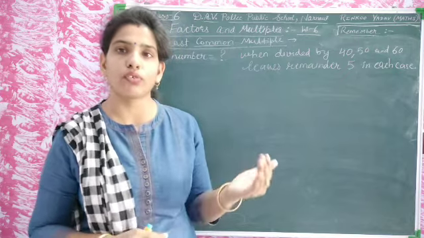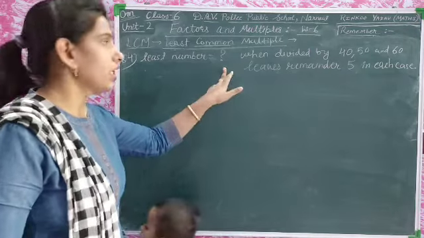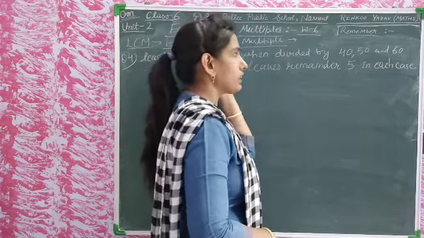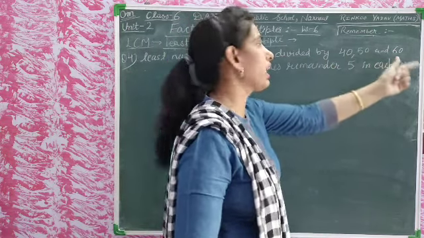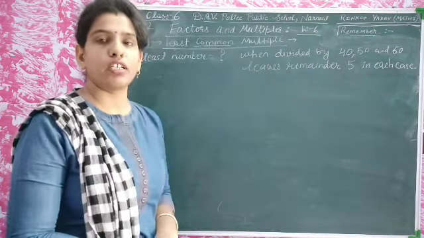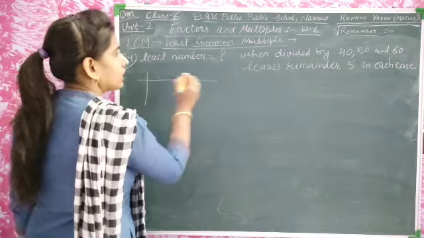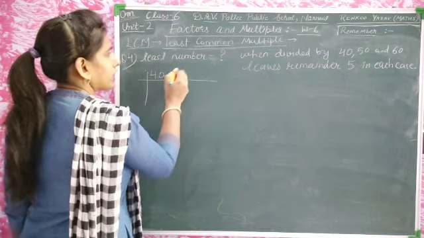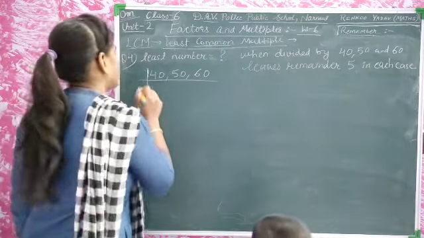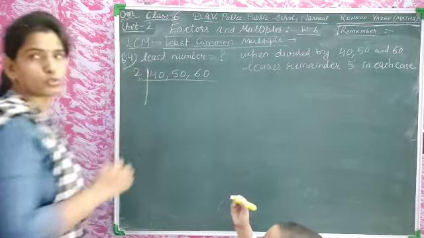Is this clear students? Now we will go to the question and let's try to solve. We have to find the least number, and this least number divided by 40, 50 and 60 leaves remainder 5 in each case. Let's see there. First we will take the LCM of these three numbers 40, 50 and 60. Find LCM of these three numbers. First it will be divided by 2 here.